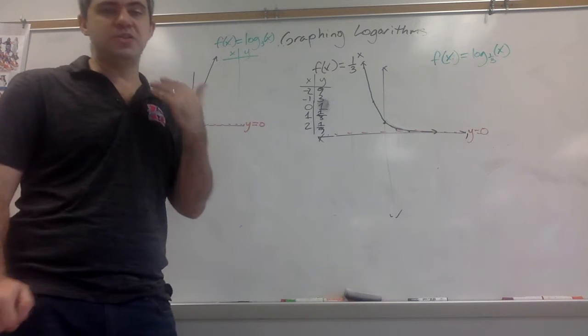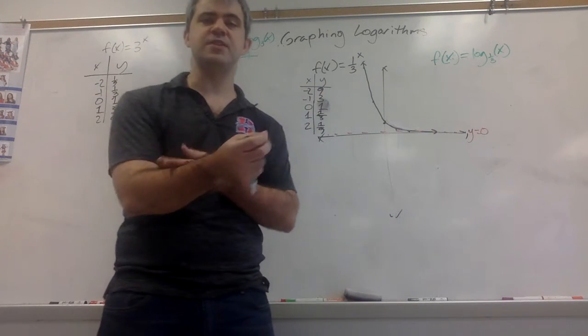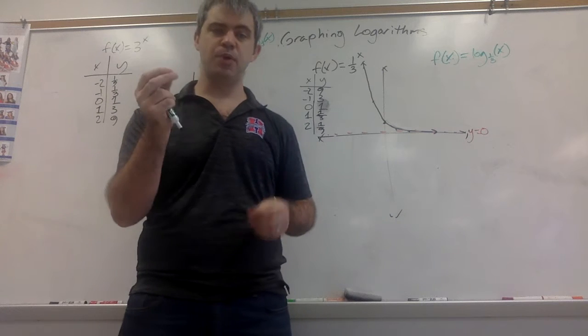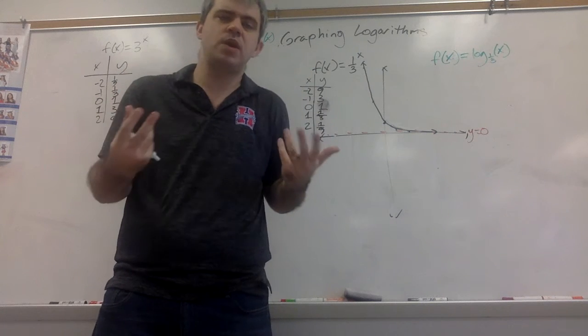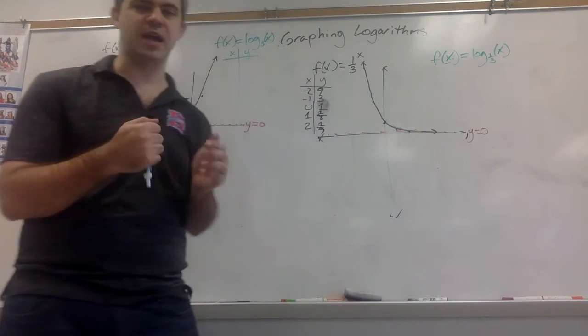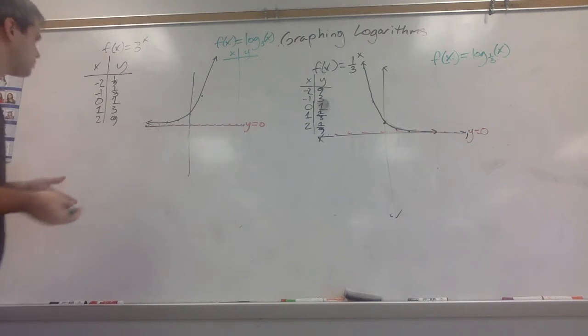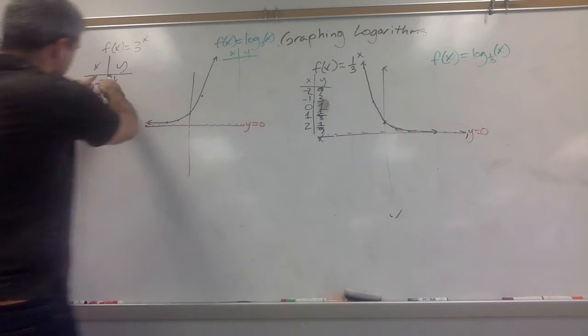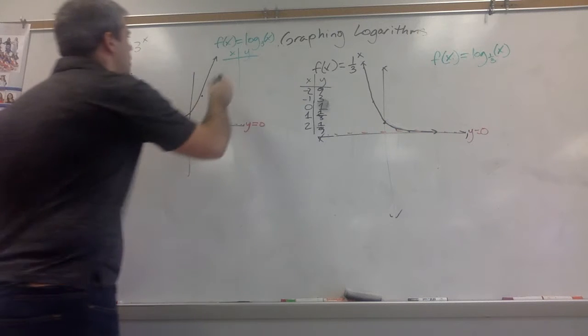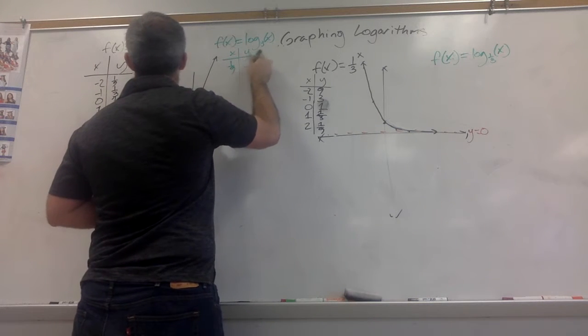Now, what we want to do is reverse this. We want to switch all of our inputs and all of our outputs because that's what an inverse does. It switches x and y. So what I can do here is every single point on here, I can just go ahead and reverse.